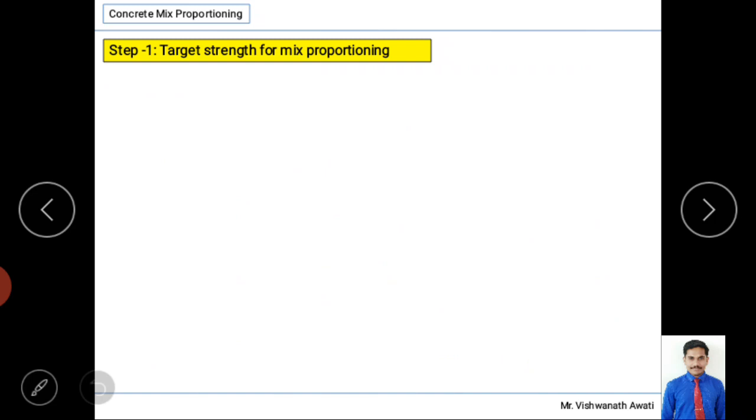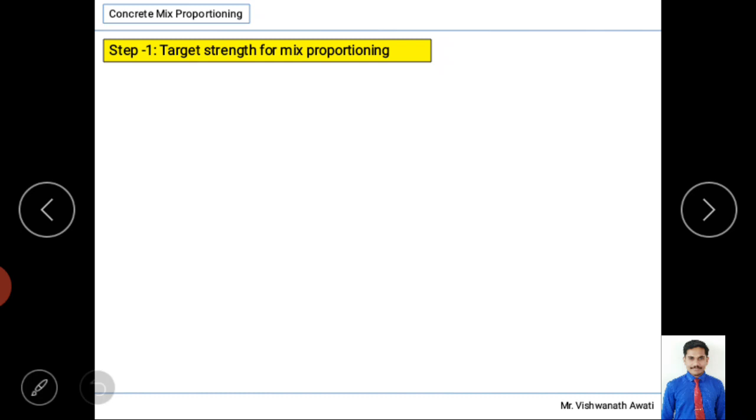Step 1, target strength of mix proportioning, right? What kind of target we are achieving. So already M40 is mentioned, right? M means what? Mix, and 40 means what? It is the characteristic strength of concrete, right? But here, target strength of mix proportioning, why? Because we have to maintain a factor of safety, right?